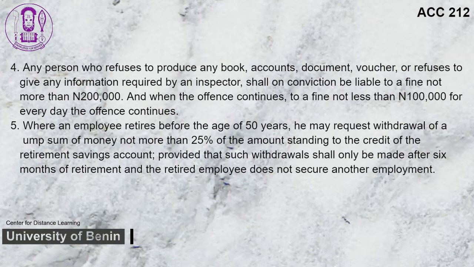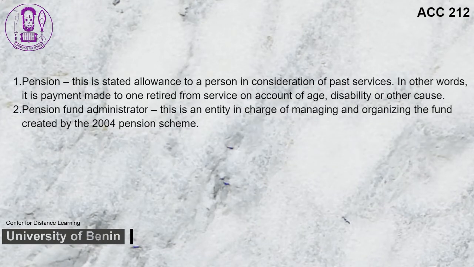Summary of Study Session 8. In Study Session 8, please note the following. 1. Pension. This is a stated allowance to a person in consideration of past services. In other words, it is payment made to one retired from service on account of age, disability, or other cause.